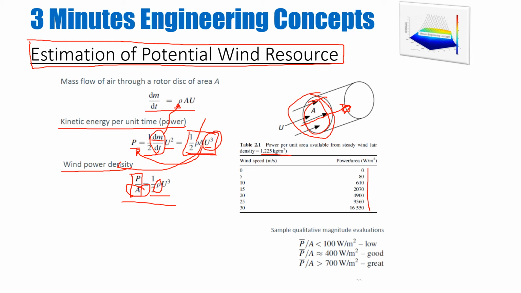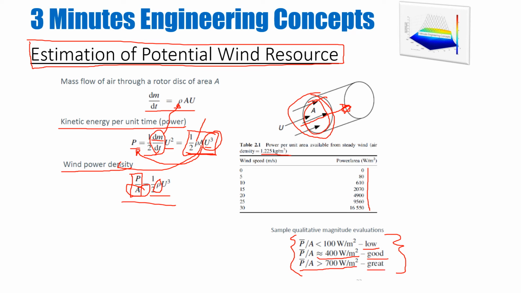So what you do is you compute the power density, and as a thumb rule, this is one of the thumb rules I have given you, but there are many different standards, many different ways of doing it. If your power density is below 100 watts per meter square, then it's a low potential site. If it's around 400 watts per meter square, it's a good site. If you get a power density of over 700 watts per meter square, then it's a great site.